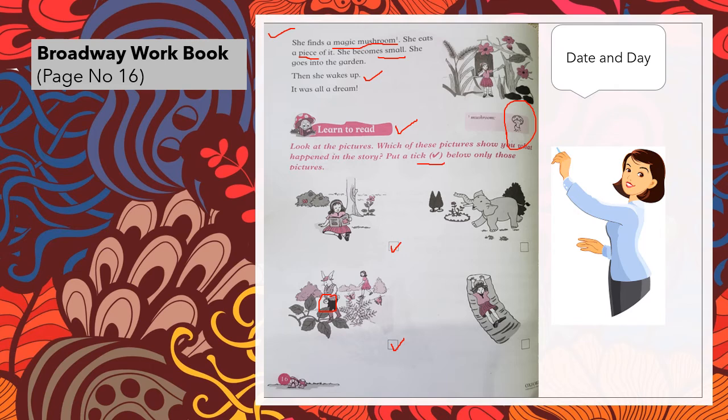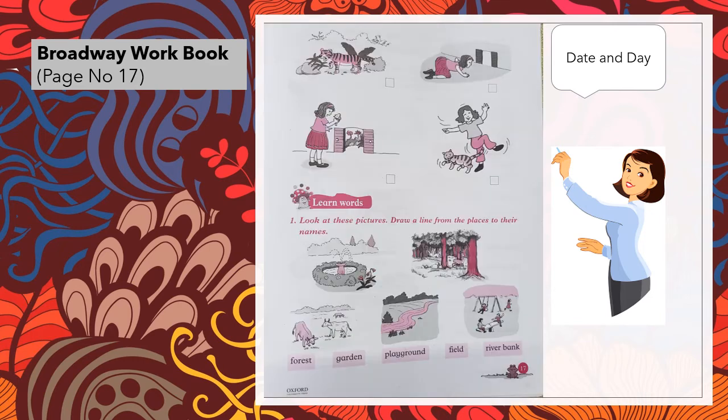And next, when Alice reached the rabbit hole, what happened? She fell into a deep well. Can you see Alice? Yes, this is Alice and this is the deep rabbit hole and it was leading towards the well. So was the scene in the story? Yes, it was. So you will put a tick like this. Now these four pictures will be done by yourself.